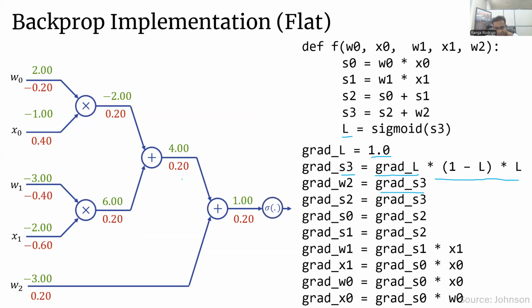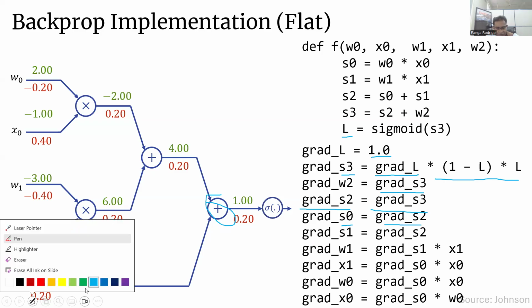What's the reason for that? Because it's an addition node. Grad S2, it's an addition node, grad S3. Grad S node, grad S2, because it's also an addition node, and so on. So I will animate this through properly.